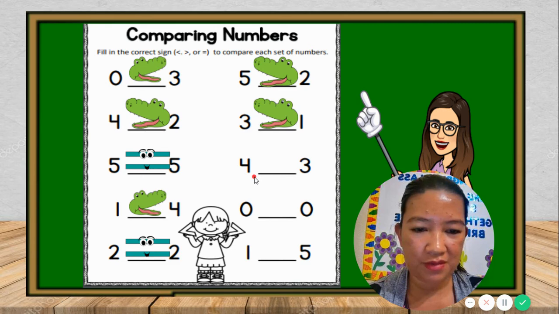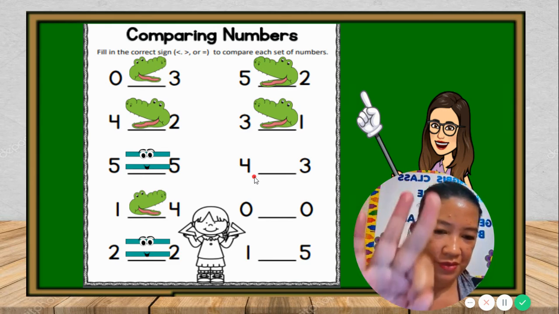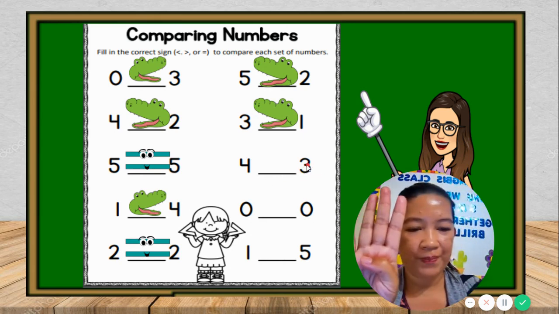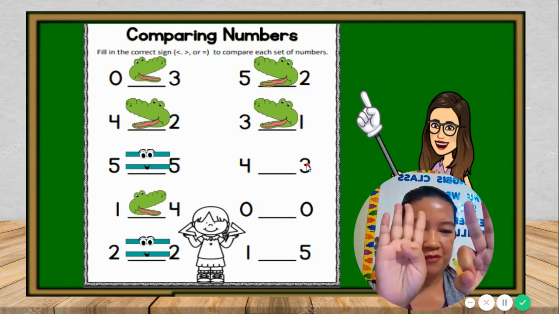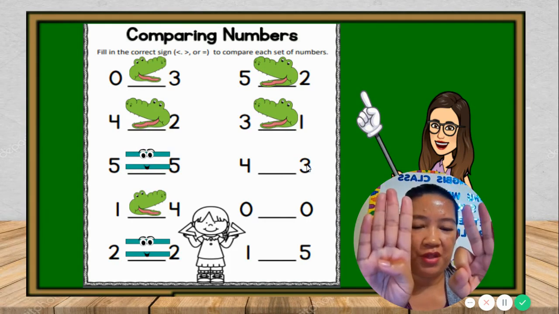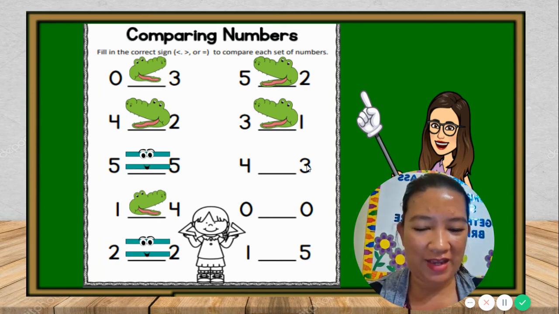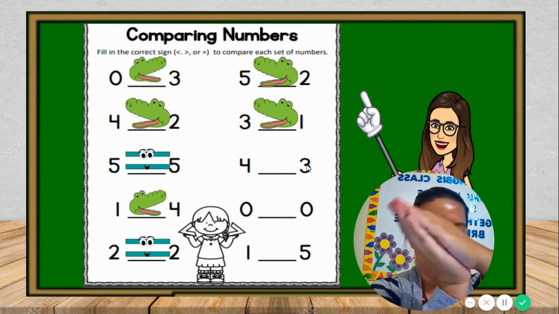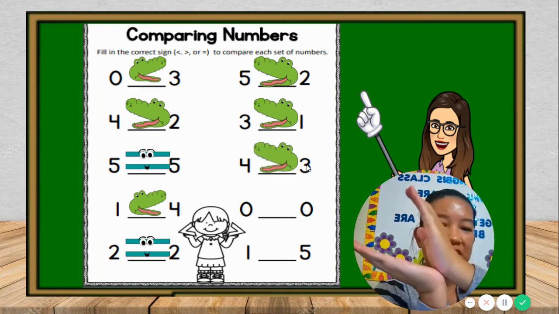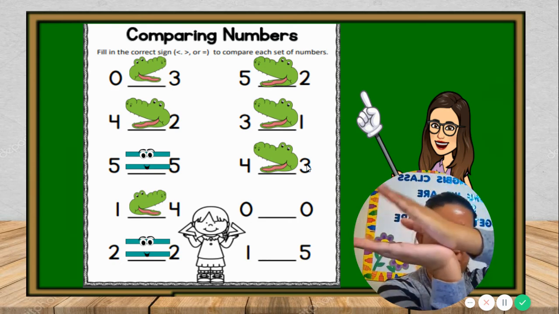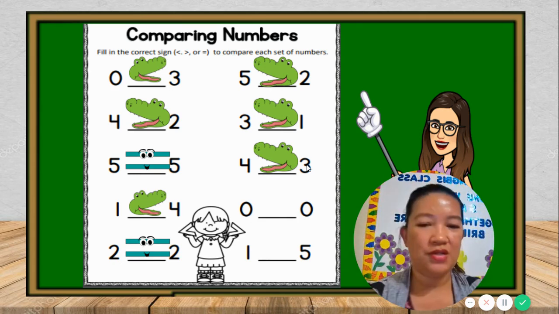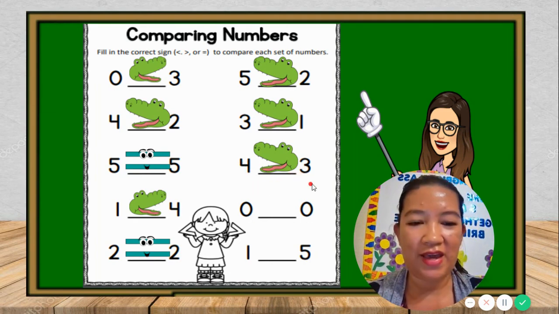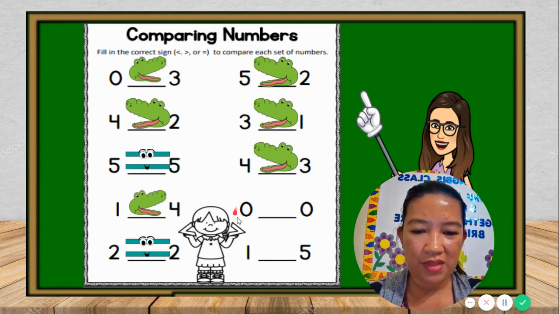Now, what about this one? 4. Show me 4 fingers. 1, 2, 3, 4. Good job, everybody. That's 4. And then 3. Show me 3 fingers. 1, 2, and 3. So 4 and a 3. Which do you think the alligator will eat? Okay, it's always the greater number. The answer is, ready? Let's try to munch it. And the answer is 4. Good job. Let's munch 4. Okay, so we can say 4 is greater than 3. Yes, great work.